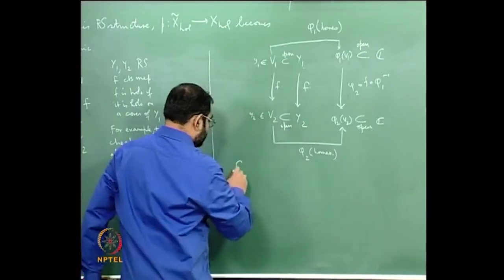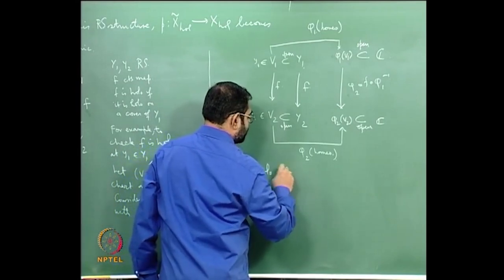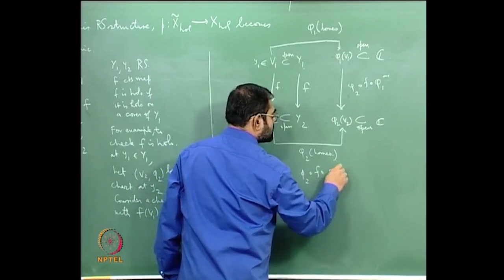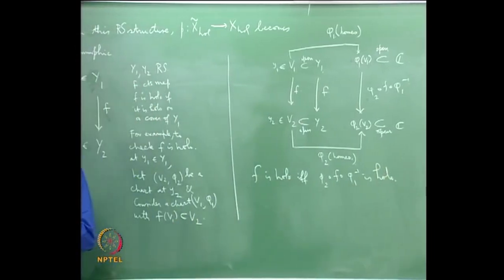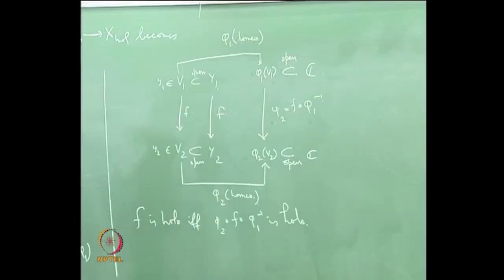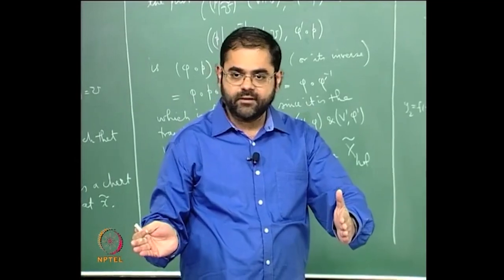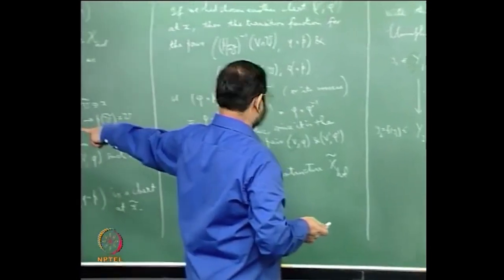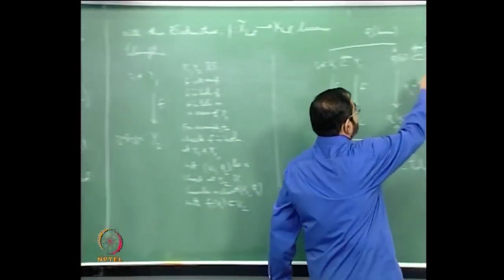So let me write that f is holomorphic if and only if phi2 circle f circle phi1 inverse is holomorphic. This is the definition of a map being holomorphic. You check the holomorphicity in terms of local coordinates, local charts. Now play this game with this situation and you will see it is very trivial.